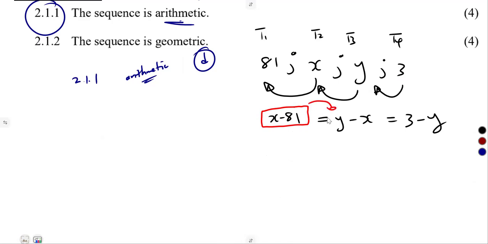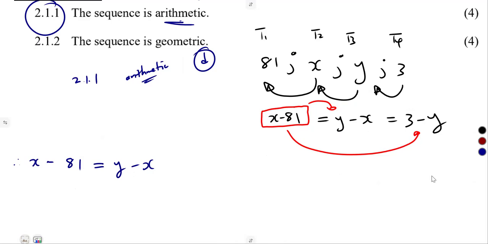It is the same, there's no way around it, guys. If it is 2, it is 2 throughout. If it is 3, it is 3 throughout. Also, equate it to the last one. That's what I'm trying to say: x minus 81 is equal to y minus x, the second part of our equation. We have formed an equation that we can simplify.